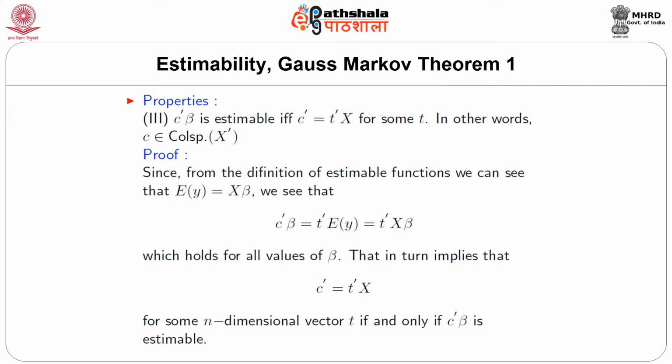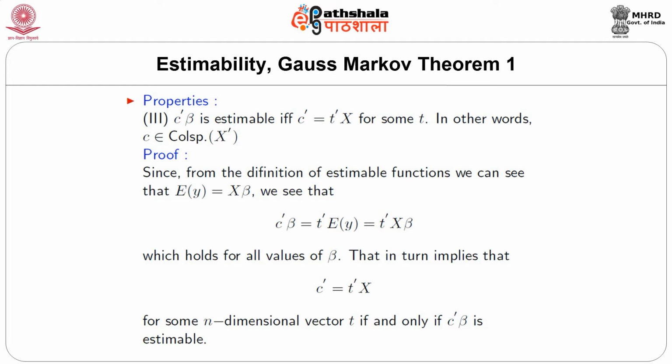Then from property 3, we have C transpose H equals T transpose XH, which is equal to T transpose X times, inserting the expression for H, X transpose X G inverse X transpose X, equal to T transpose X, because we know from the property of G inverses that the complicated expression involving X boils down to just X. Now T transpose X equals C transpose.